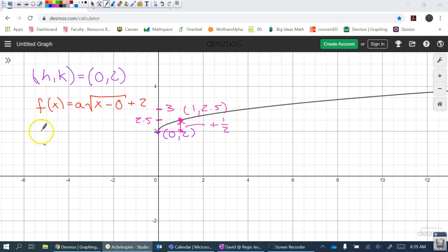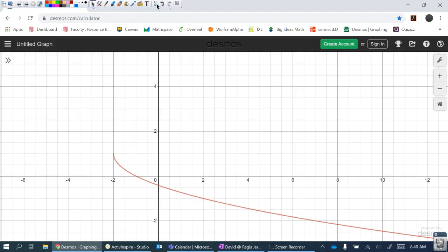So we can complete our function, f of x, by inputting the a value. We can also just get rid of that h value. Since it's 0, there's no need to put it in the equation. Plus 2. Let's figure out one more of these. Here's a new function, also a square root function. This one, of course, looks distinctly different.